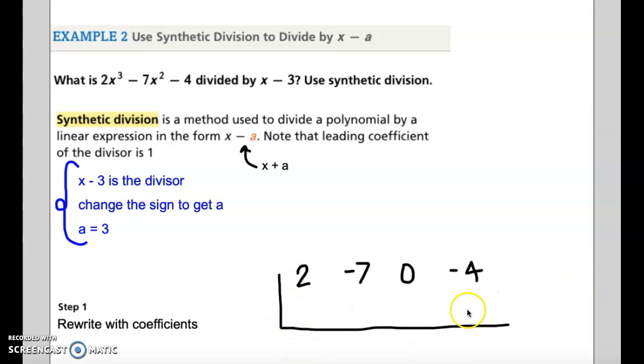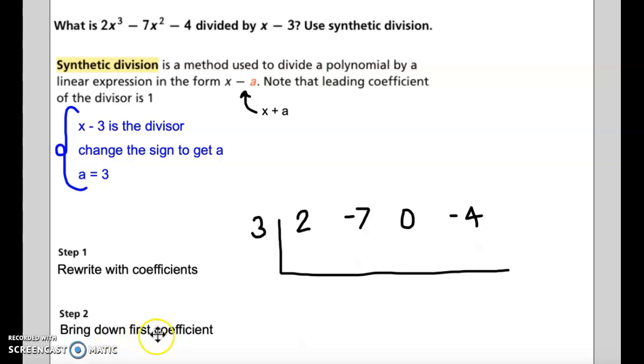And look at this weird symbol. Synthetic division is so weird, but it's so much faster and so much easier. We'll just have to learn to get used to it here. And then I take my a and I write it out front of this upside down division bar. Okay, so that's the first step. Rewrite just the coefficients. Crazy.